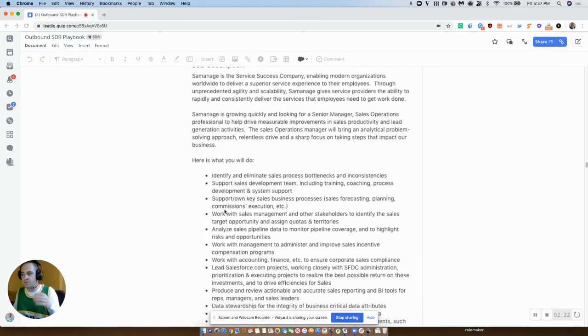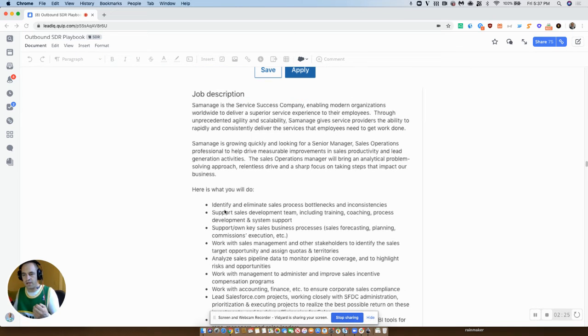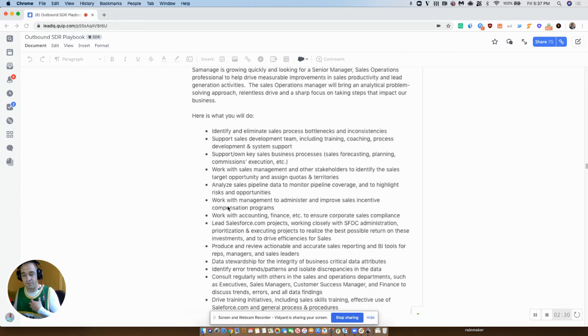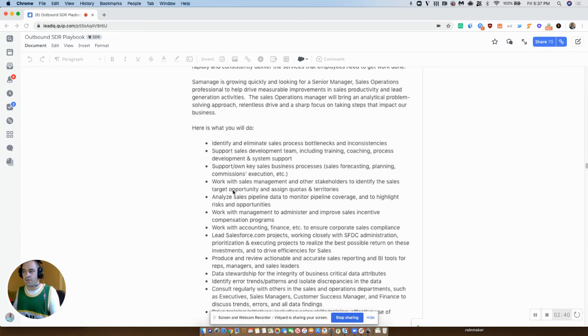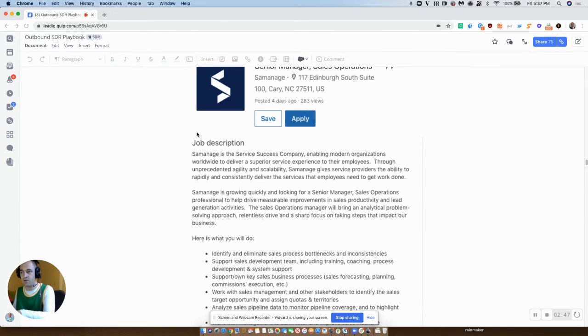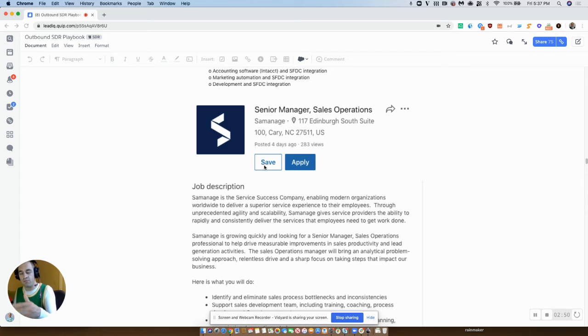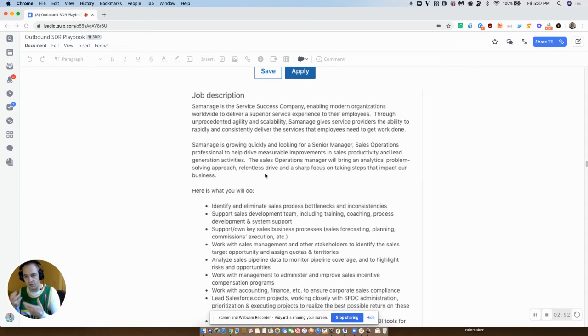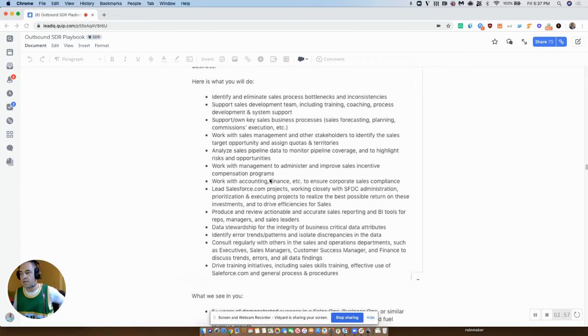I'm just going to scan it really quickly and try to pull out a couple different things in this job posting that I could reference, and then connect the dots between what the job posting says and what Lead IQ does, and how we can help not only the director or VP of sales ops who I'm reaching out to, but also, once they hire this person, once they hire the senior sales ops manager, how we can make their life easier as well. That's where the real magic is, being able to connect those dots using critical thinking and business acumen.